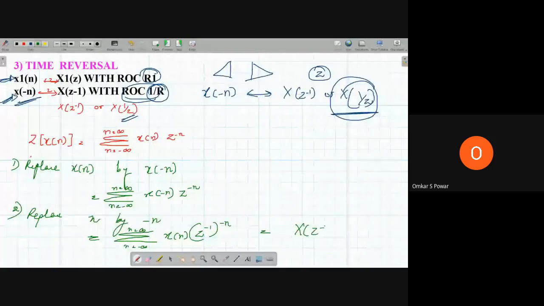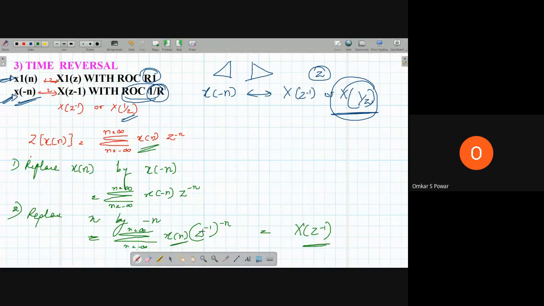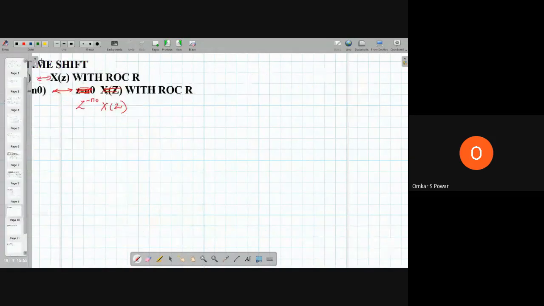So you compare with this one. Summation n varies from minus infinity to infinity x of n. Here instead of z to the power of minus n, I have z to the power of minus 1 whole to the power of minus n, which is nothing but x of z to the power of minus 1, or x of 1 by z. So this is easy. These two steps you follow, you'll get the answer. Let me go to the next derivation.